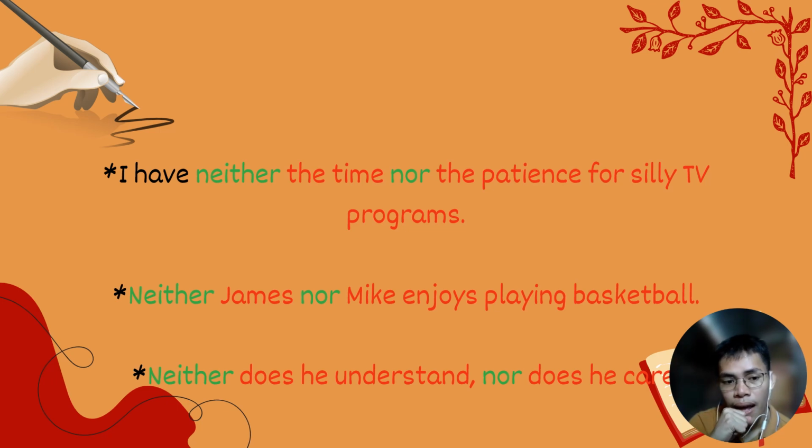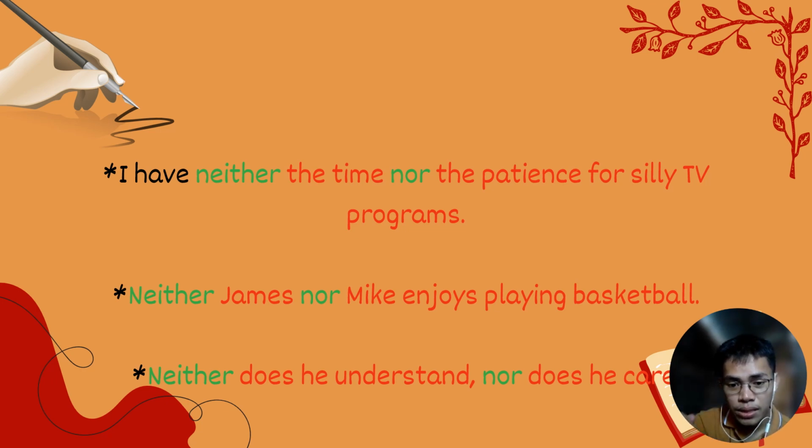For example, I have neither the time nor the patience for silly TV programs. Meaning to say, the time and the patience here are phrases, and the neither nor here is used to connect the two. Meaning to say that the speaker does not have the time and does not have the patience. Second example is, neither James nor Mike enjoys playing basketball. James and Mike here are individual words.